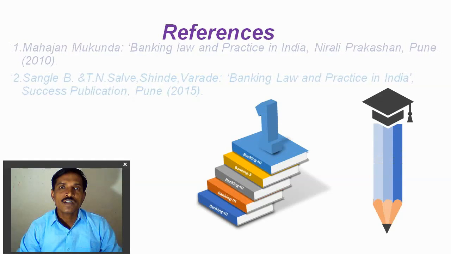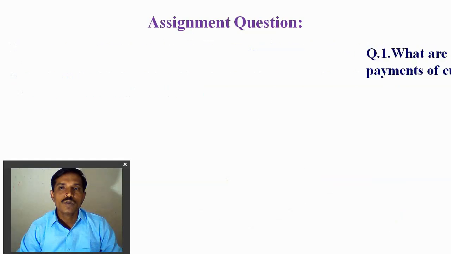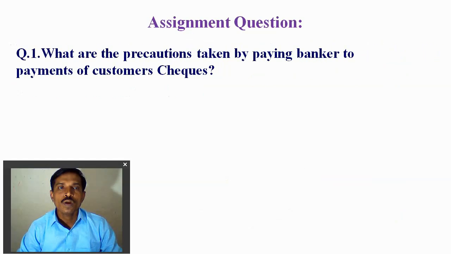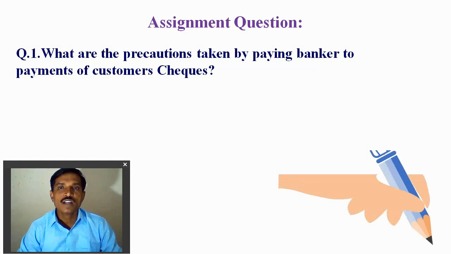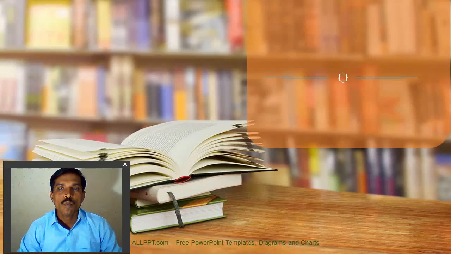Next is the assignment question for you. What are the precautions taken by the paying banker for payment of customer checks? Also a short note, or a two-marks question: what is a paying bank? So what is a paying bank, and what are the precautions taken by the paying banker for payment of customer checks? This is the assignment question on this point.